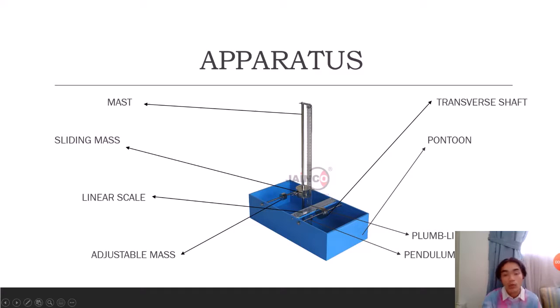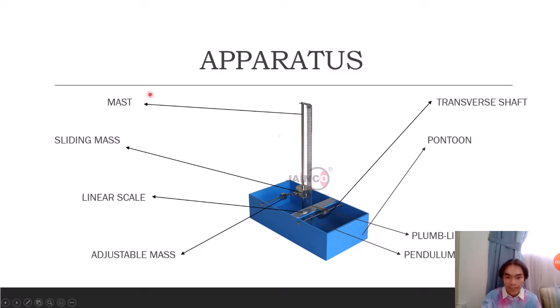Okay, now let's talk about the apparatus used in this experiment. This is what we basically call the floating pontoon, which can be used as a medium to determine the metacenter, and it could also be used to investigate the stability of floating bodies. Now let's go on in detail.